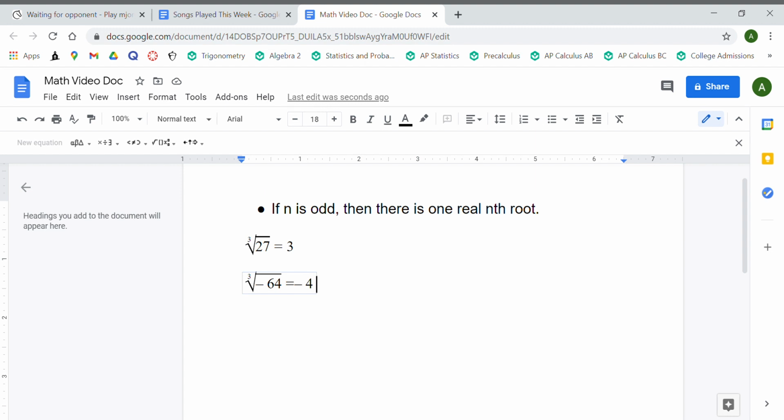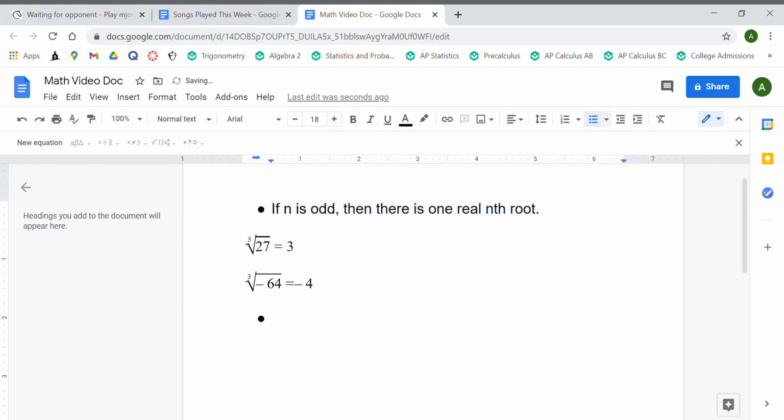Remember back in middle school when you were talking about integers? Here's a rule that you can follow. If you have an even number of negative integers to multiply, then your product will be positive. And if you have an odd number of negatives, then the product will be negative. Since we're multiplying 3 negative numbers, you'll get negative 64, and that's why there is one real nth root. Pretty simple.